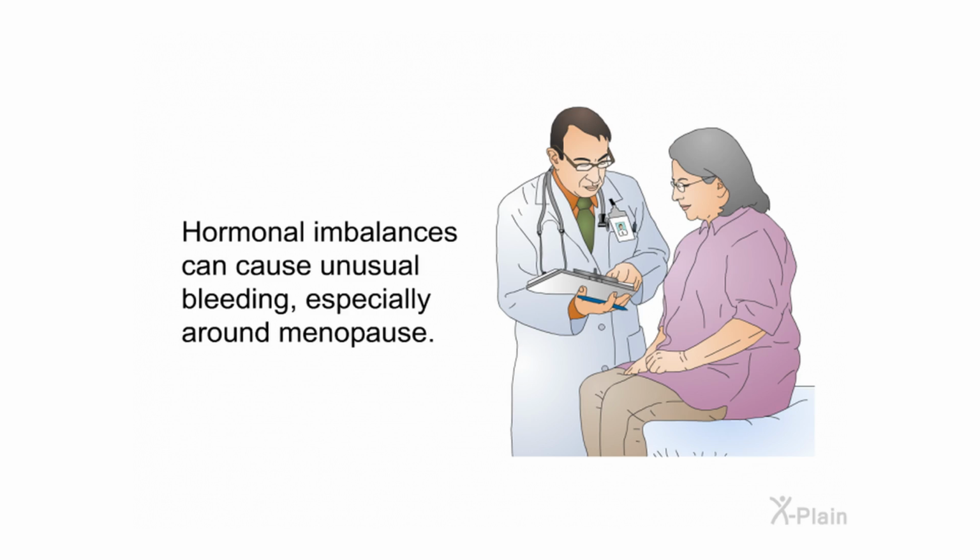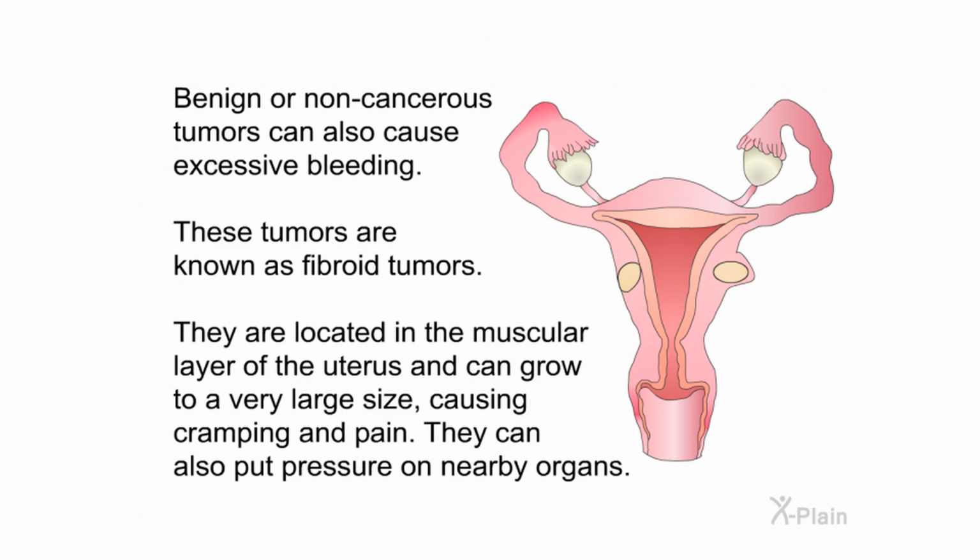Hormonal imbalances can cause unusual bleeding, especially around menopause. Benign or non-cancerous tumors can also cause excessive bleeding. These tumors are known as fibroid tumors. They are located in the muscular layer of the uterus and can grow to a very large size, causing cramping and pain. They can also put pressure on nearby organs.